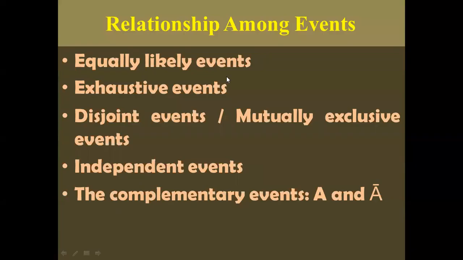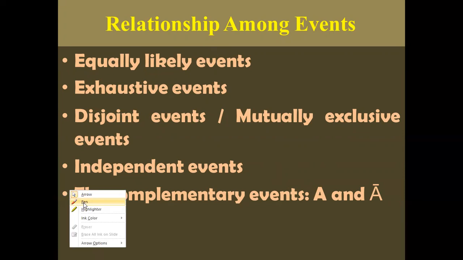An event is defined to be a subset of a sample space. And also we have seen that by probability, we always mean probability of an event. So let us see some of the relationships among various events. Events that have the same theoretical probability, or the events that have the same likelihood of occurring, are said to be equally likely events.